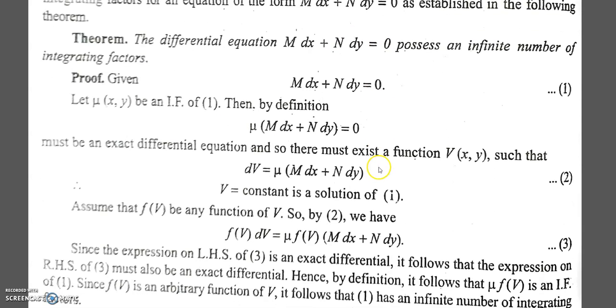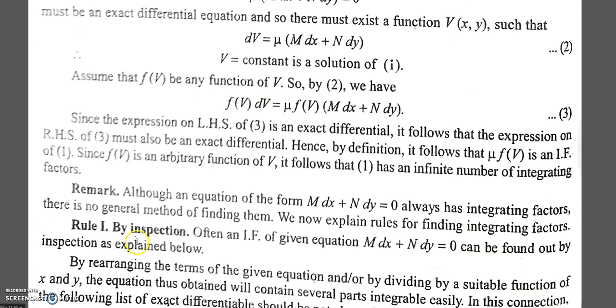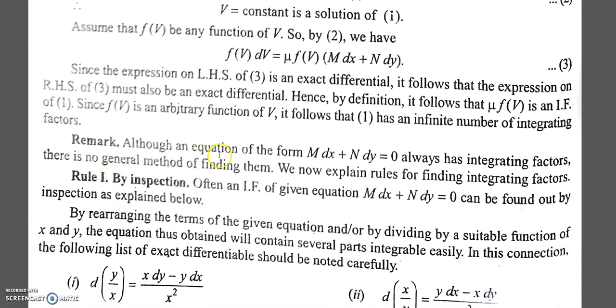Here you can see that if f of mu is an arbitrary function of mu, then if we multiply it by any constant, that will also be an integrating factor. So it follows that there are infinite number of integrating factors. Although an equation of the form M dx plus N dy equal to 0 always has an integrating factor, there is no general method of finding them. But we can use some rules by which we can find the integrating factor.